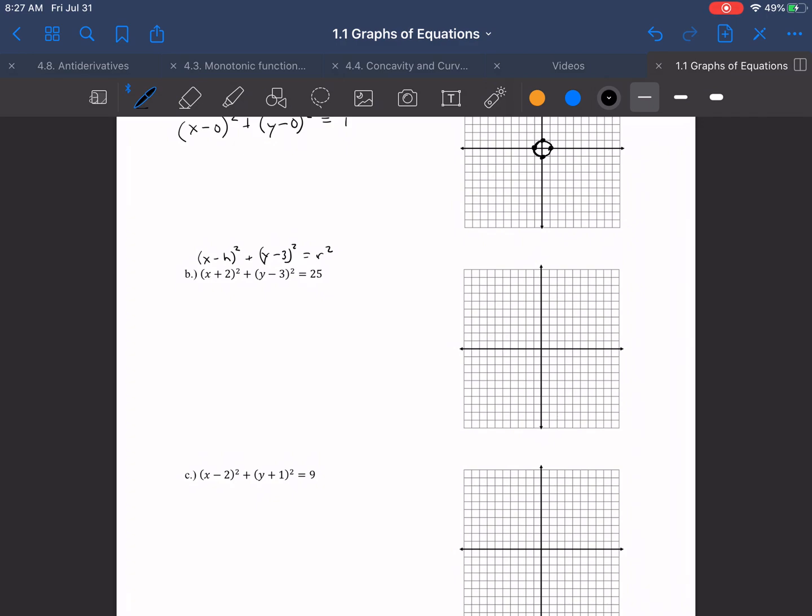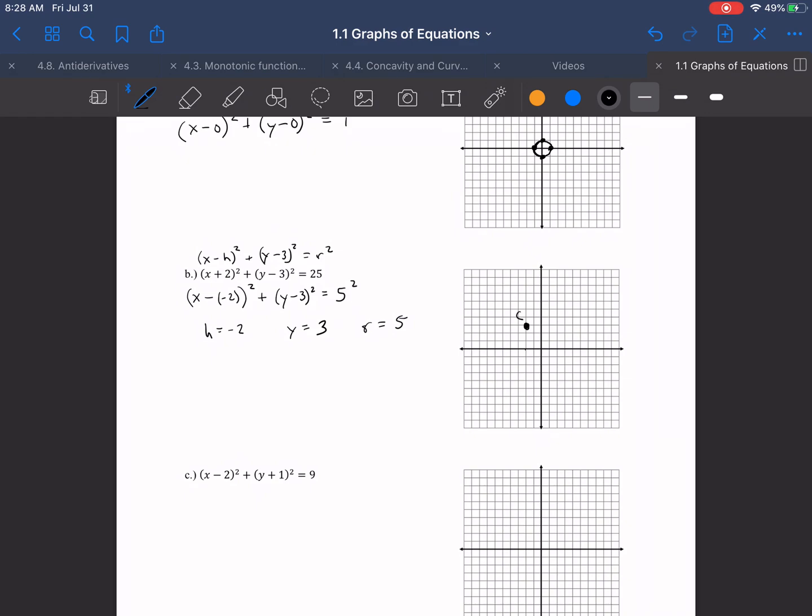So when we go to do this one, we're going to write this in a different form. Instead of plus 2, we're going to write x minus negative 2 squared. This is already a minus, so we can just leave it as y minus 3 squared. And then 25 square rooted is 5, and then squared. So that tells us h equals negative 2, k equals 3, and r equals 5. So negative 2, not negative 3. Negative 2, 3, like that. So negative 2 and then up 3. There's our center.